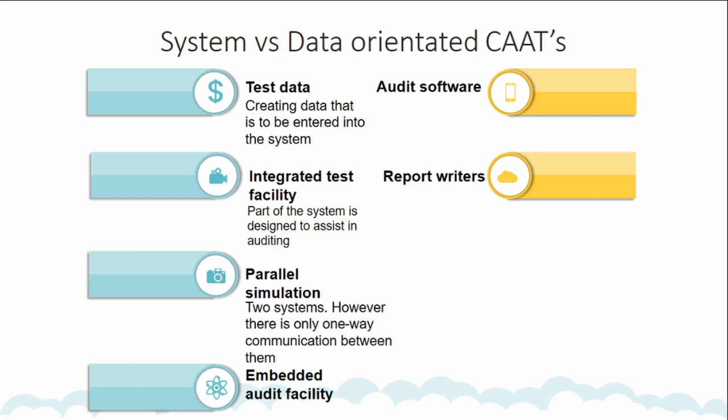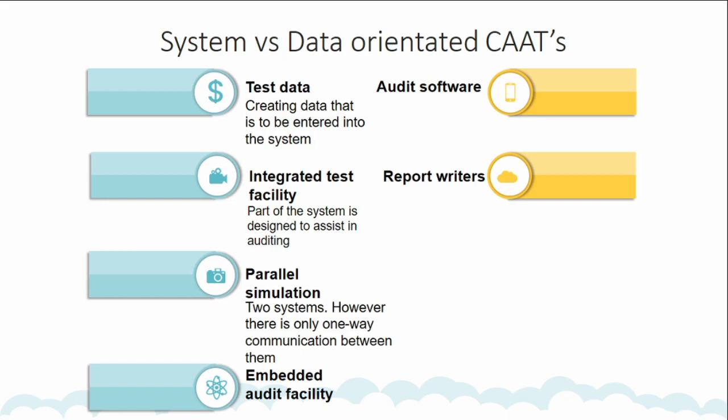These CATs would be creating test data. This is where we create fake data, or data that is not really the client's data. We put it through the system and see how the system processes it. On specific client systems, we can have an integrated test facility. This is a part of the application that was designed to assist in auditing.